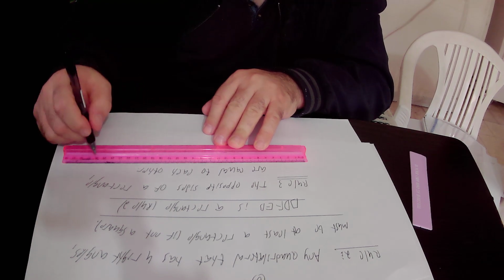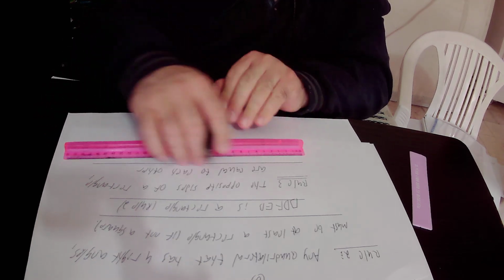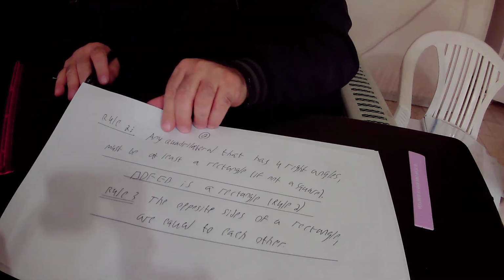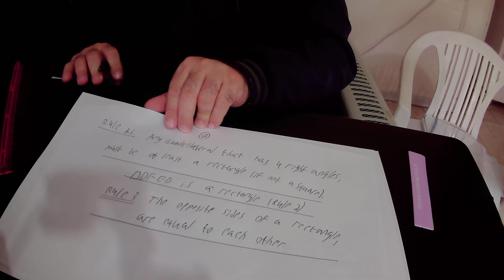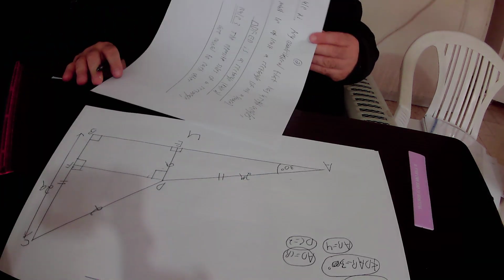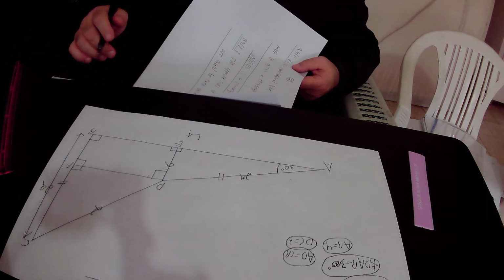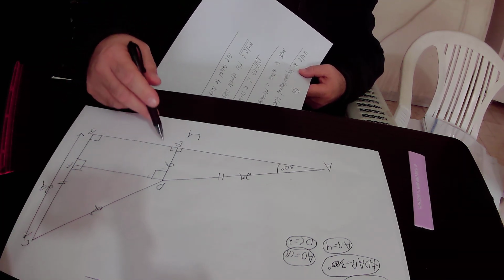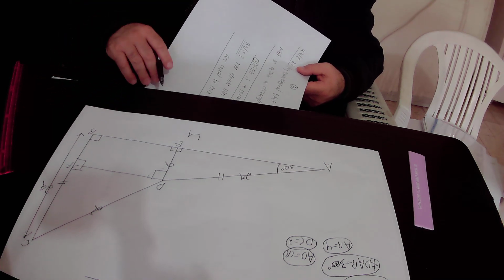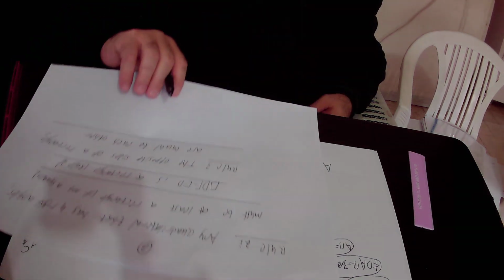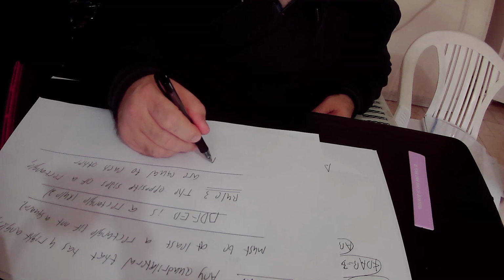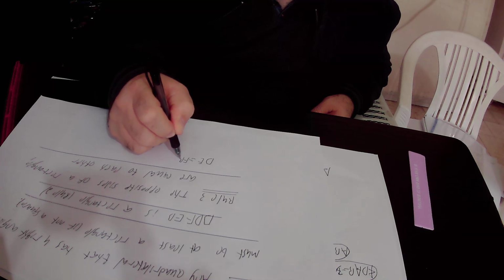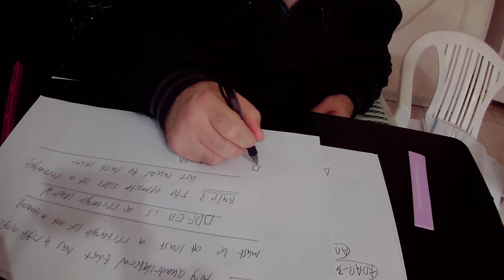So I will read rule number 3 again. According to rule number 3, the opposite sides of a rectangle are equal to each other. Therefore, the opposite sides of rectangle DEFB are equal to each other. That is to say, DE equals FB in rectangle DEFB.